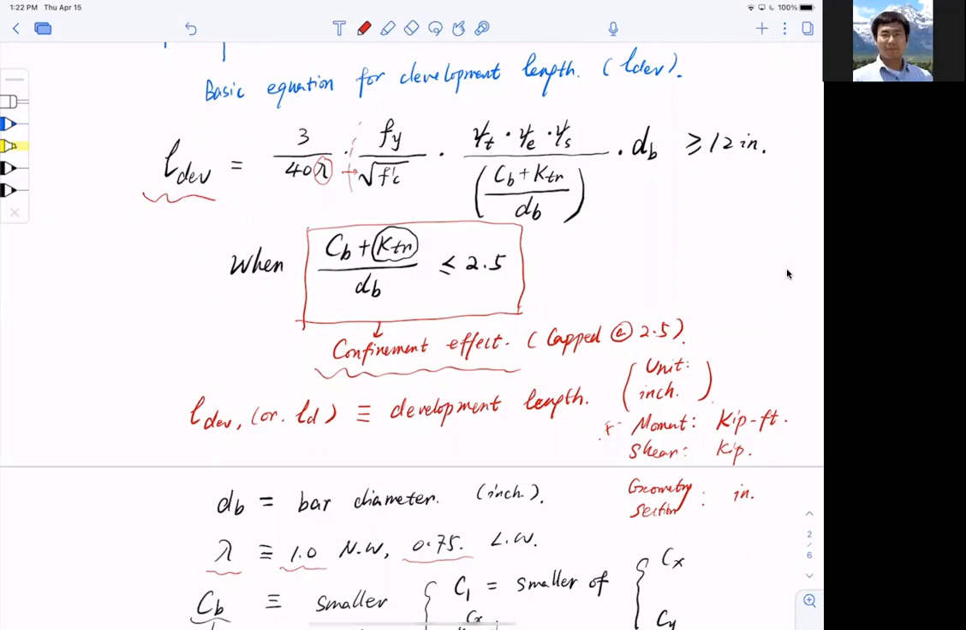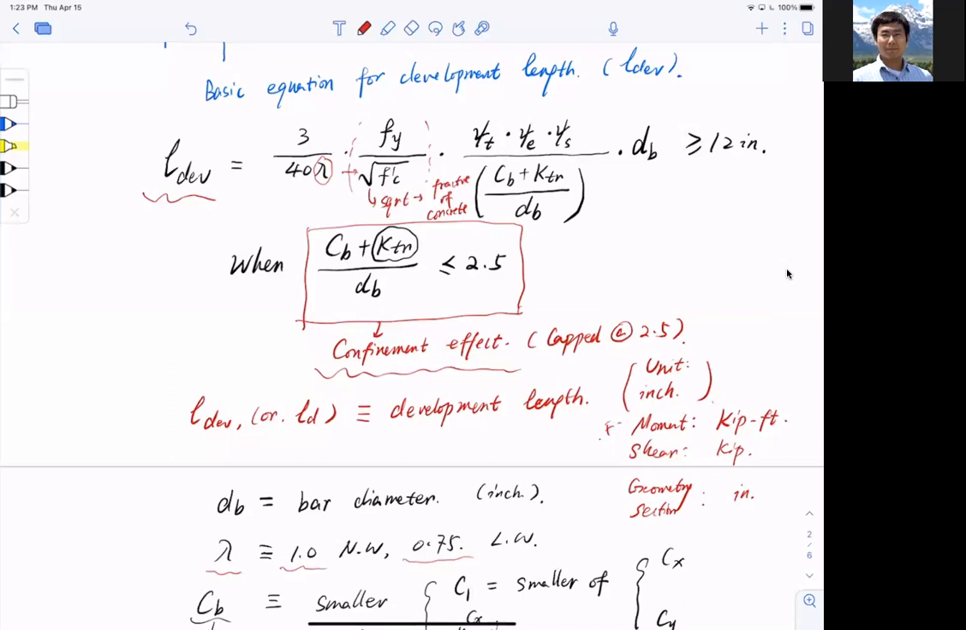On the second term here, this is the strength related. Fy is the yield strength, divided by square root f prime c, the compressive stress of concrete. And I can add a little bit of flavor to this square root here. The square root is something related to the fracture of concrete microstructures. You can just say it's related to fracture of the concrete. So this term here is the ratio between the yield strength of the bar and the concrete compressive stress.